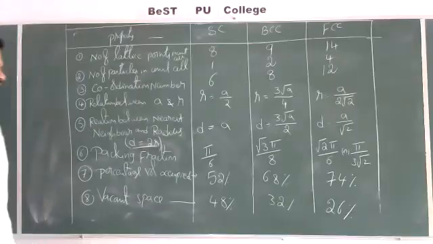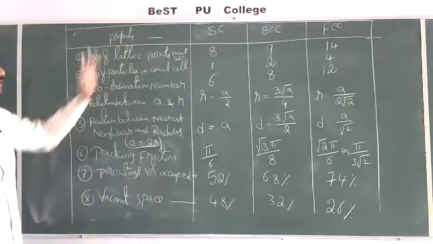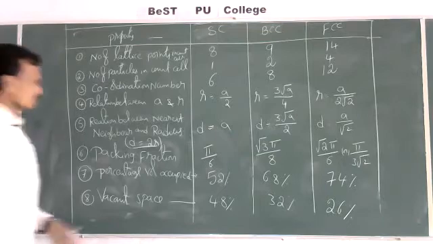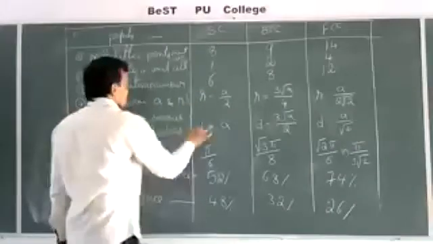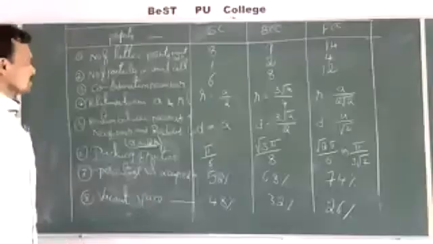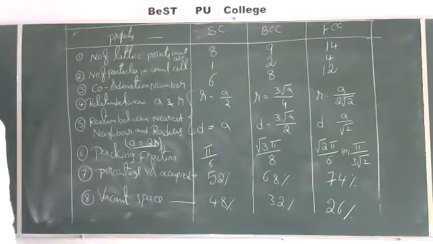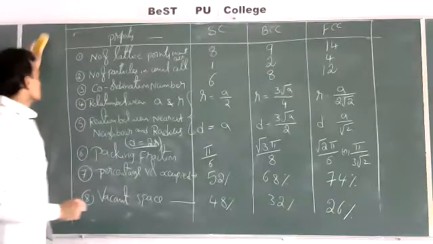Now, among these, the order of packing efficiency is FCC greater than BCC greater than simple cubic lattice. Now here, based on these two relations, there is a relation between radius and edge length as well as density and edge length. Based on this, the problems are asked. Okay, right.